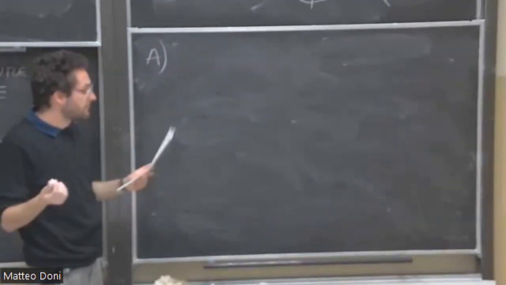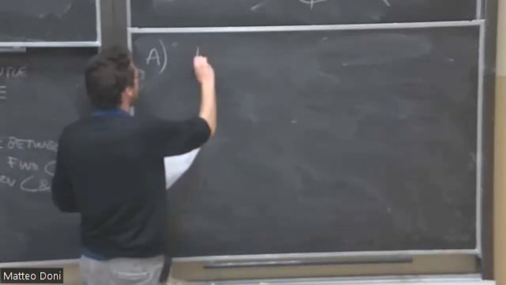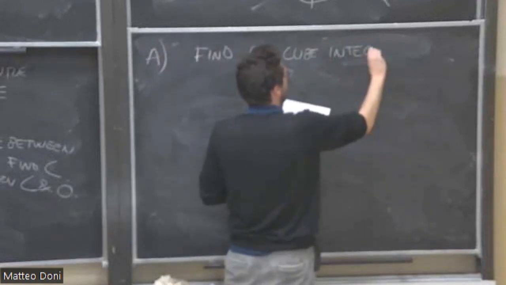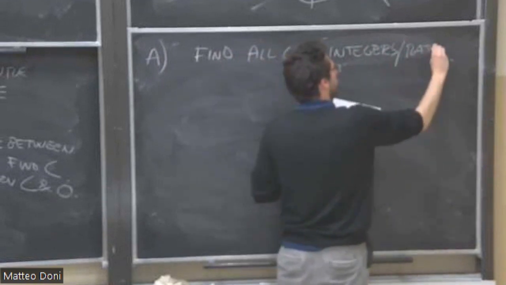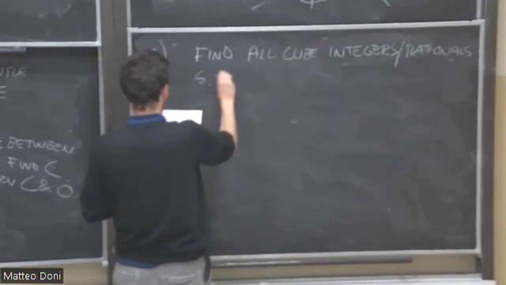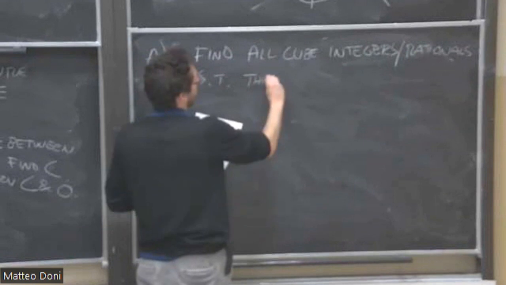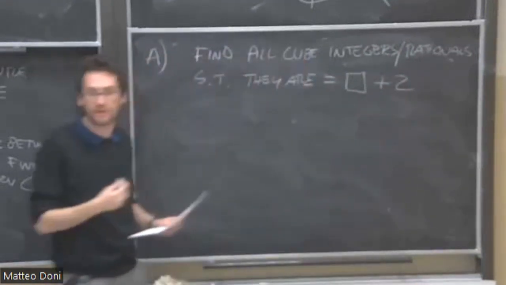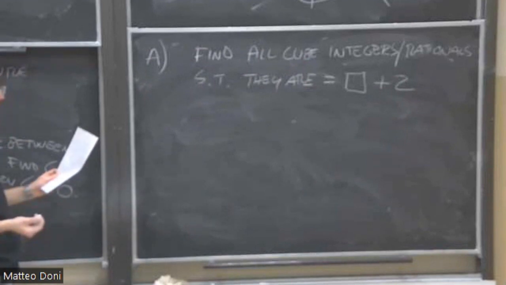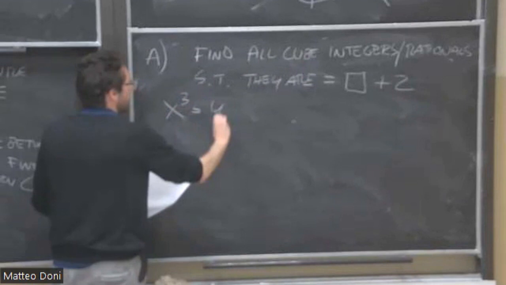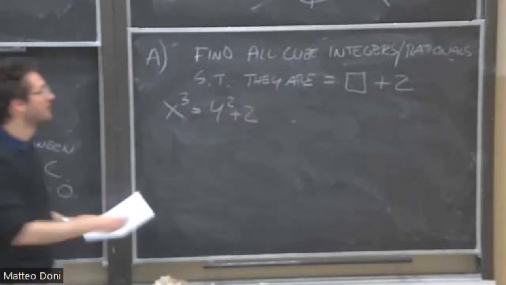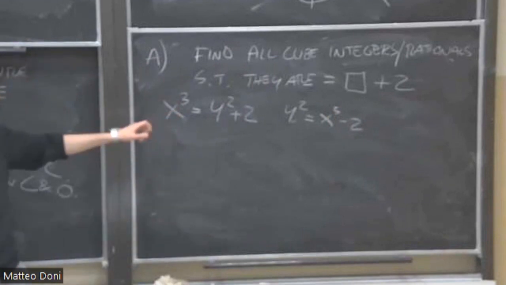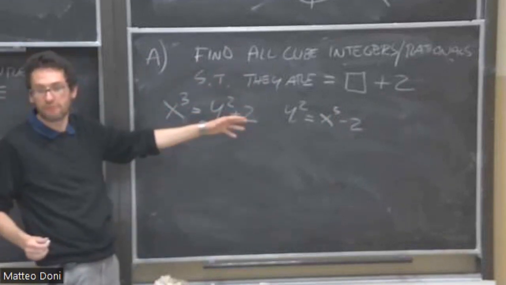The first example is really basic in the sense that the problem is: find all cube integers and rationals such that they are equal to a square, a rational, plus 2. Okay, this is not really strange in the sense that this is exactly trying to find the rational solutions of this, which is exactly to study this elliptic curve and to find all the integer and rational solutions of this equation.